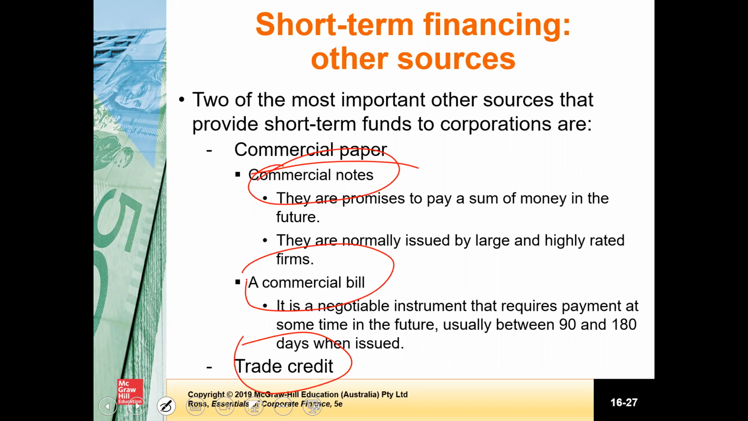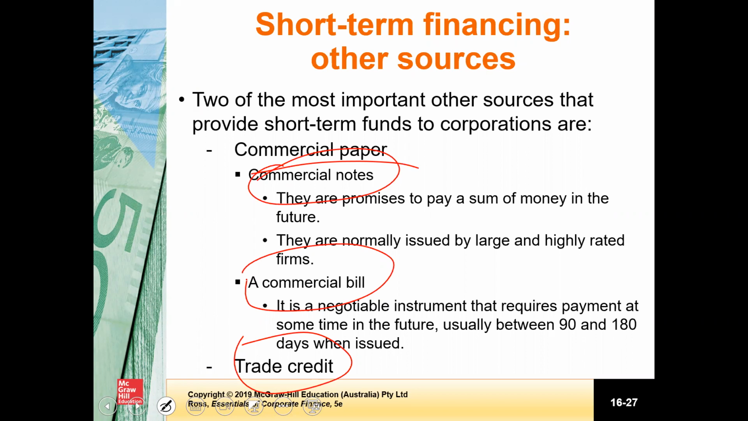A commercial bill is a negotiable instrument that requires payment at some time in the future, usually between 90 and 180 days when issued. To remove the credit risk of the promissory notes, the borrower engages a bank to guarantee payment, which gives rise to the name bank bills. The bank substitutes its credit rating for the borrower's and charges the borrower a fee for the service.